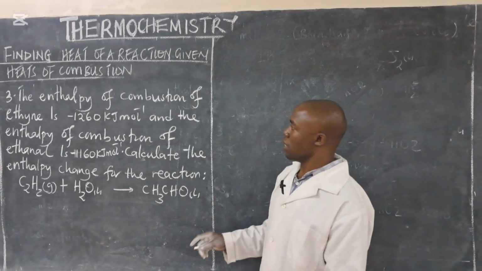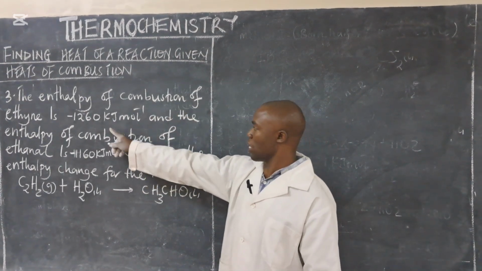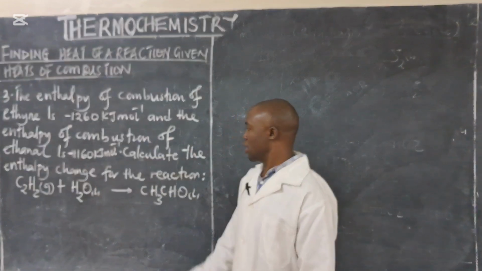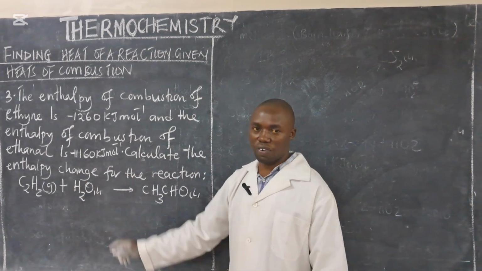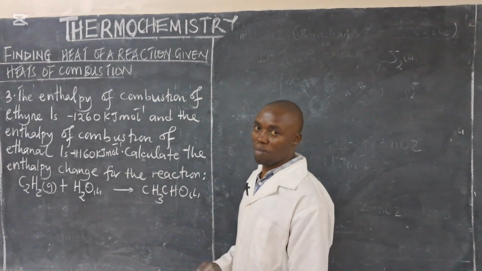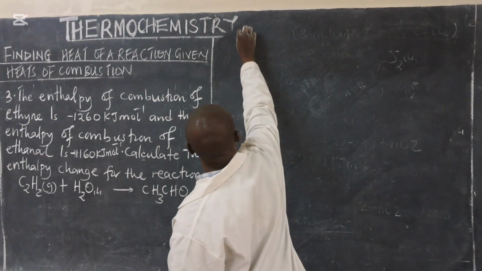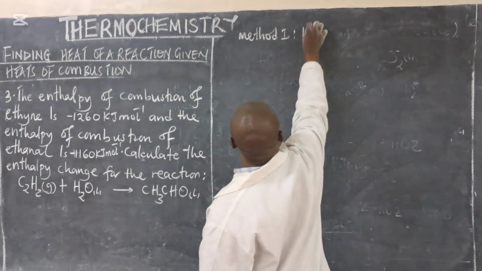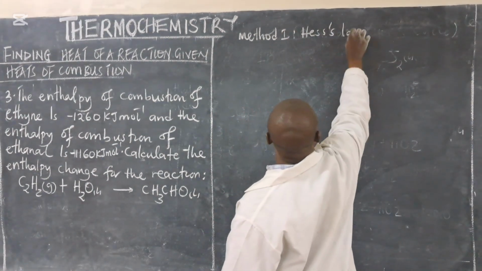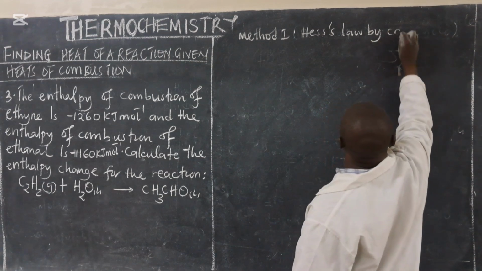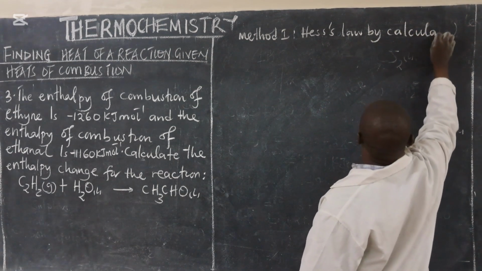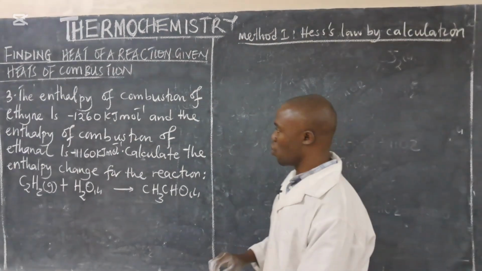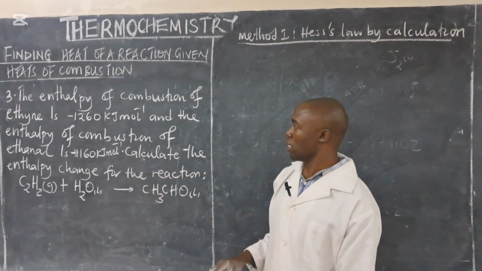Now, example 3: the enthalpy of combustion of ethane is this, and that of ethanol is this. Calculate the enthalpy change for this reaction here. So let us use the first method of calculation, method 1, Hess's law by calculation. So what we do, we just extract out the given equation.